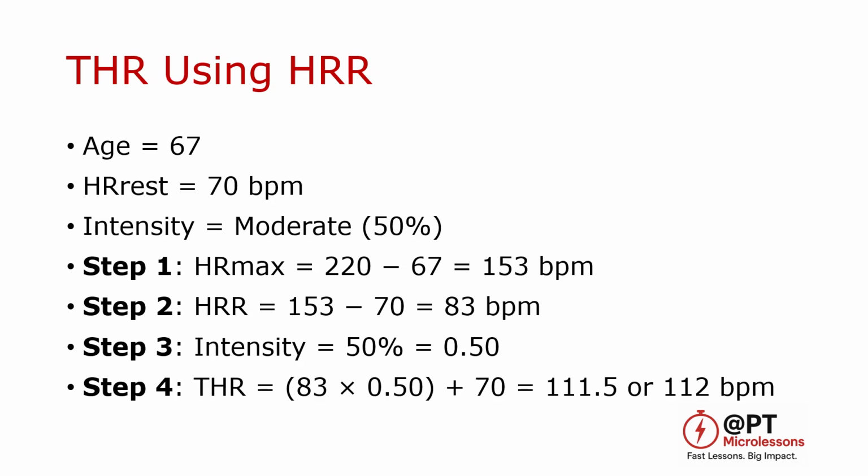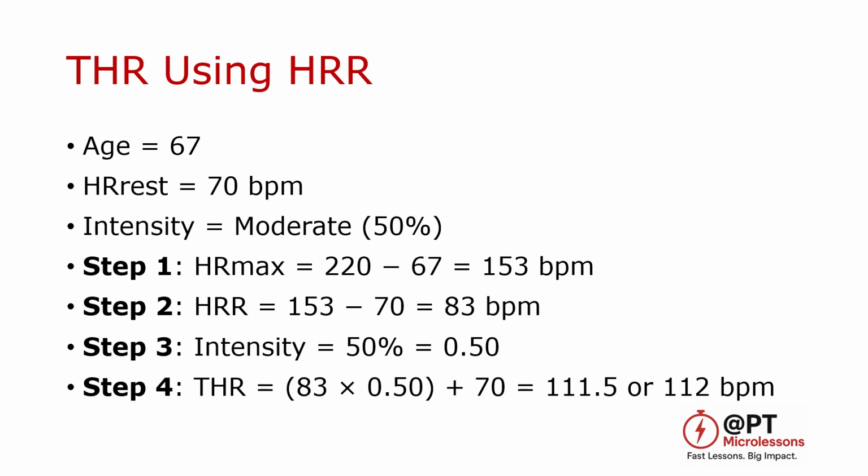Let's apply this with an example. First, we calculate the maximum heart rate using 220 minus age. For a 67-year-old, that gives us 153 beats per minute. Next, we calculate heart rate reserve by subtracting the resting heart rate. In this case, the patient's resting heart rate is 70. So we take 153 minus 70, which equals 83. This is the heart rate reserve.